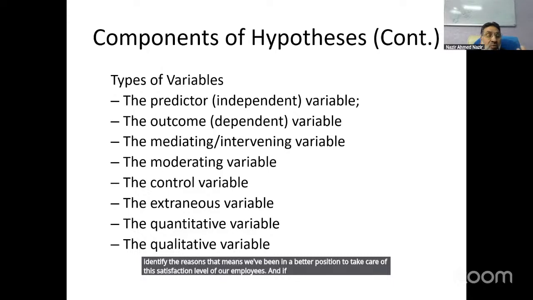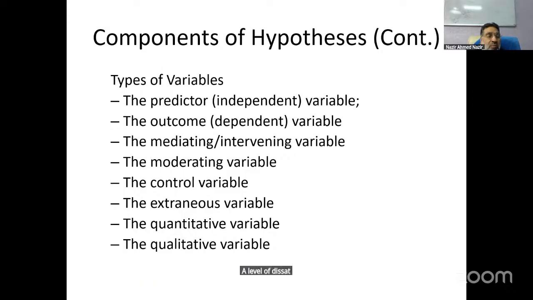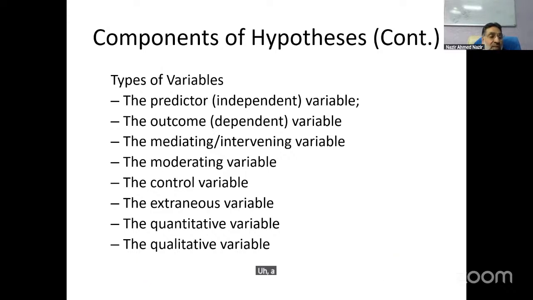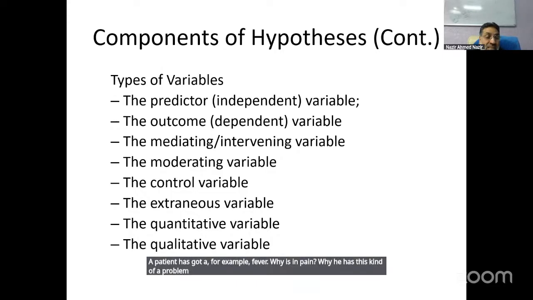And if we have not been able to identify these antecedents, the independent variables, then why do we say that they are antecedents and why do we say that they are interesting? They are interesting in the sense that if we have been able to identify the reasons for a level of dissatisfaction amongst the employees, reasons are independent variables. It is just like a doctor who is able to diagnose, to gauge why a patient has, for example, a fever, why he is in pain, why he has this kind of problem. We say that this is the reason for it.